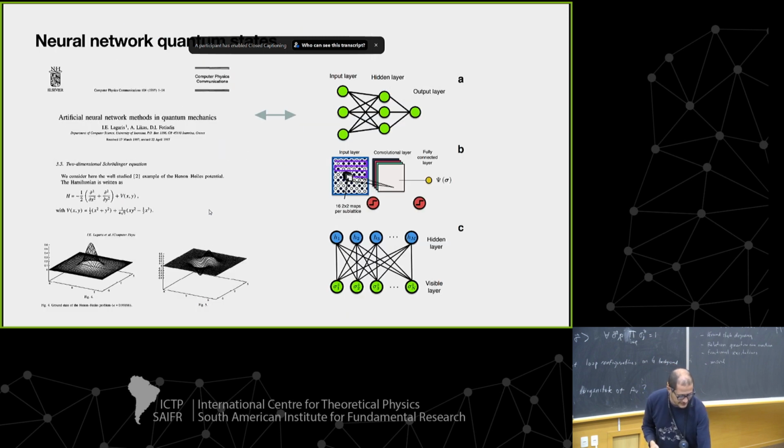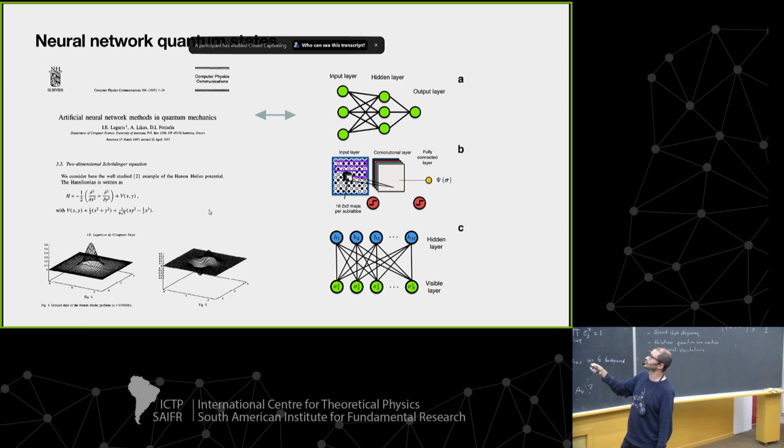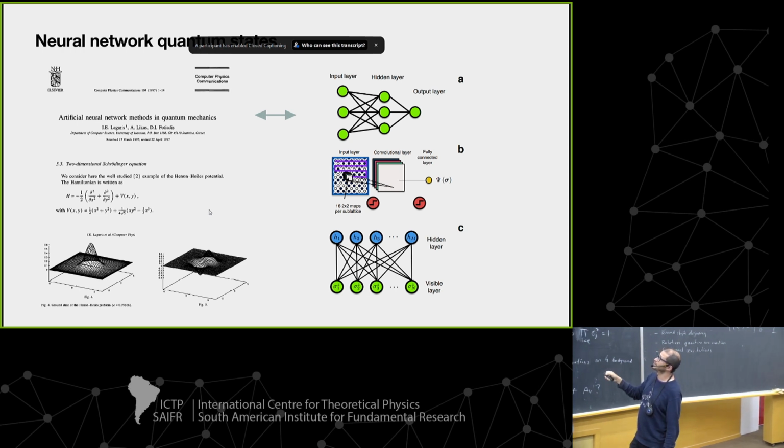And I guess what I wanted to say is, this was me, or us, in 2016 thinking about whether we can use neural networks to compute ground states. So that's the background of the story. But it turns out that people have been thinking about it since the 90s. This paper, Artificial Neural Network Methods in Quantum Mechanics, solved very simple problems in 2 dimensions using neural networks. And so that's part of history.